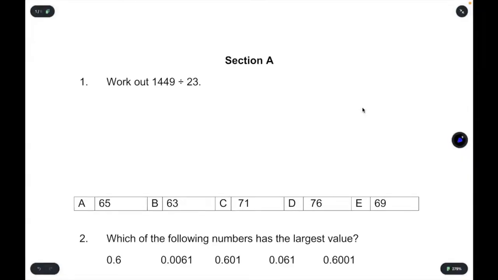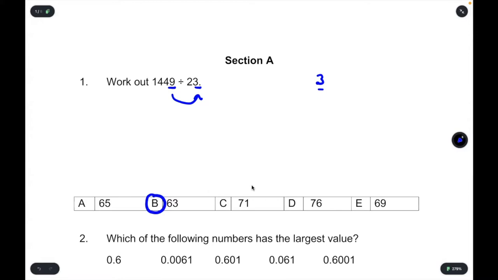Question one, work out 1,449 divided by 23. Now, we could do long division, but since this is a multiple choice question, we have a few choices that we can choose from. But we don't actually have to do the whole thing, because if we look at the last digits, we can see that we're doing 9 divided by 3 to get the last digit of the number that we're looking for. And 9 divided by 3 is 3, so the last digit should be 3. Therefore, the only option that works here is option B, which is 63.